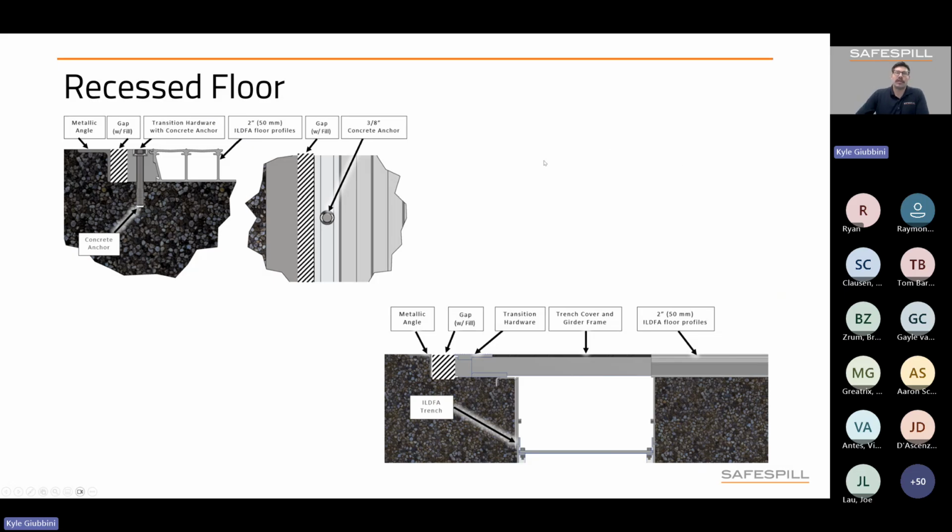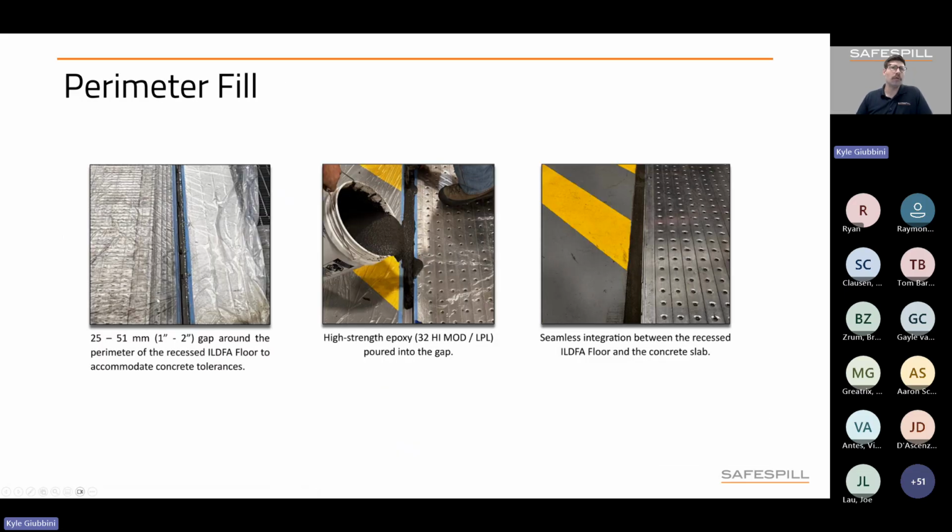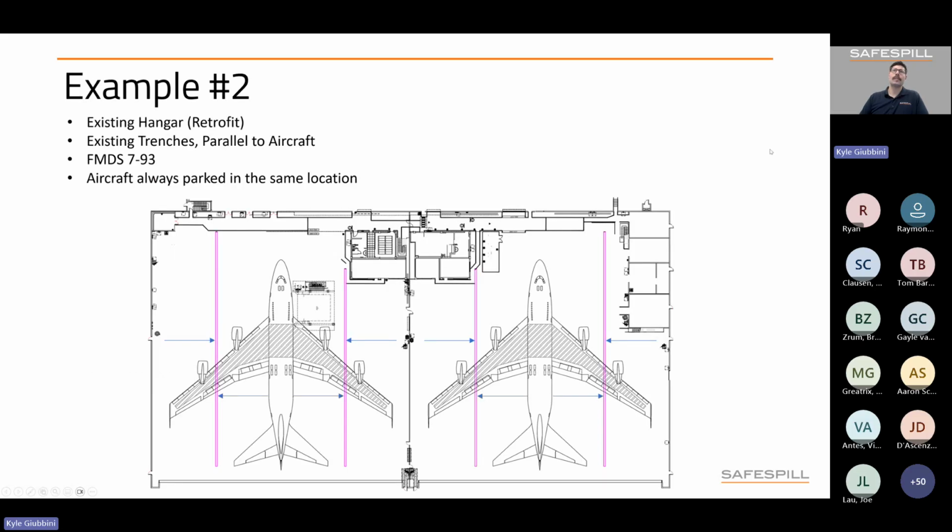This is pulled directly from our design guideline, but it discusses an important consideration with construction tolerances. So when we do that recessed floor design, we always slightly oversize the recessed area relative to the ILDFA footprint, so that we ensure that the floor is going to fit inside of that opening. And then this gap is filled after the installation is complete. To fill around the perimeter of the floor, again, it's typically a 1 to 2 inch gap, and we fill it with a high strength epoxy to provide that seamless transition.